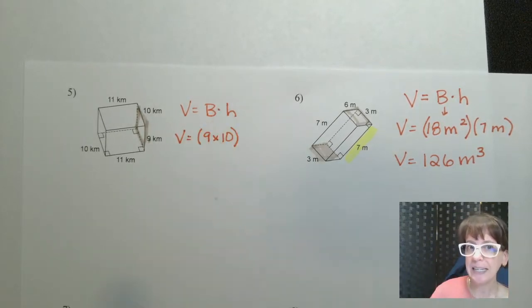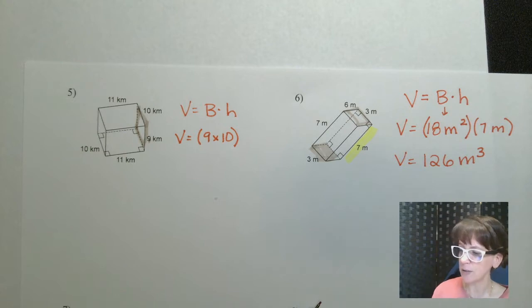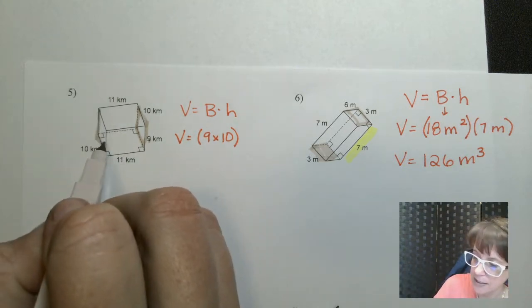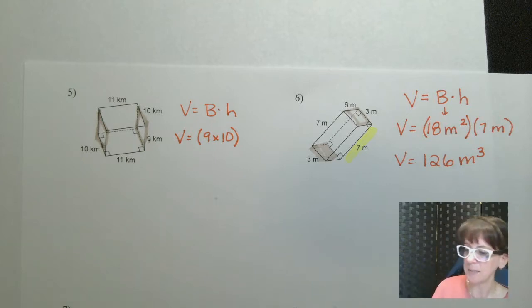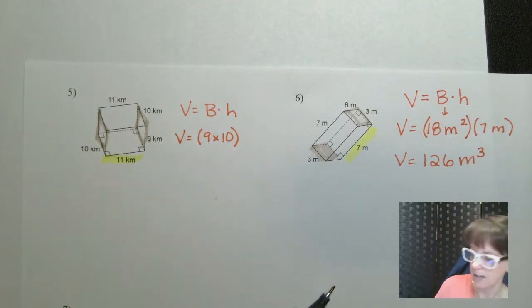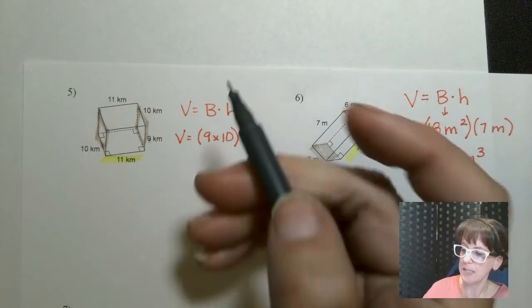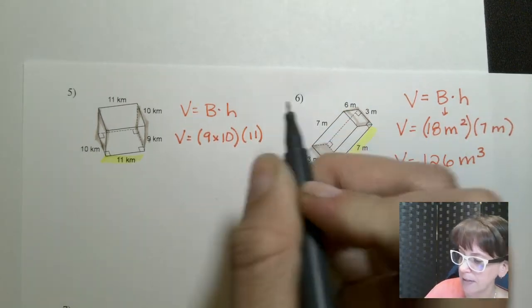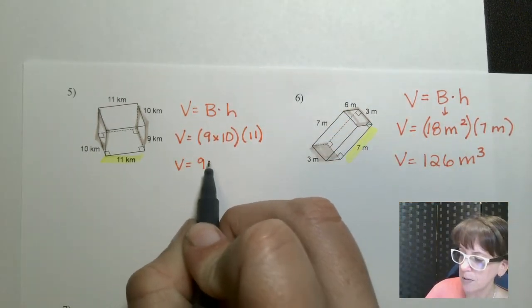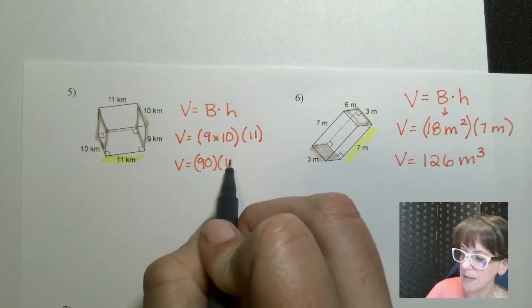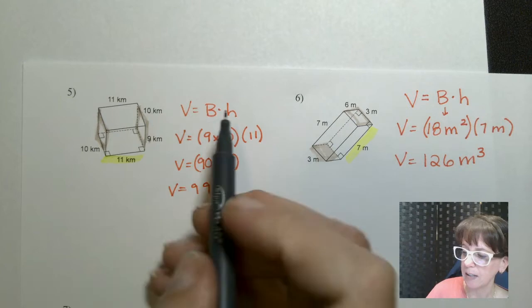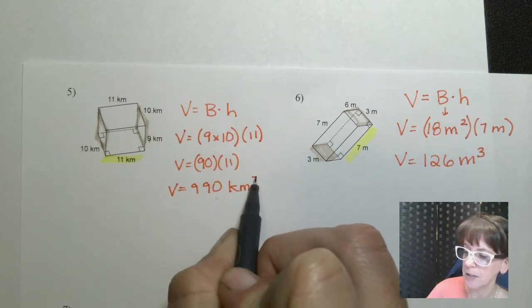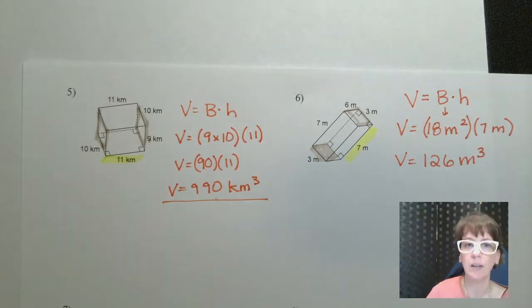But then the height is what connects our two bases. If our other base is over here, also 9x10, the height this time is what connects them, which is 11. So we take 9 times 10 and multiply that by 11. So we have volume equals 90 times 11, which means our volume is 990. We're talking kilometers, so kilometers cubed. That would be our volume.